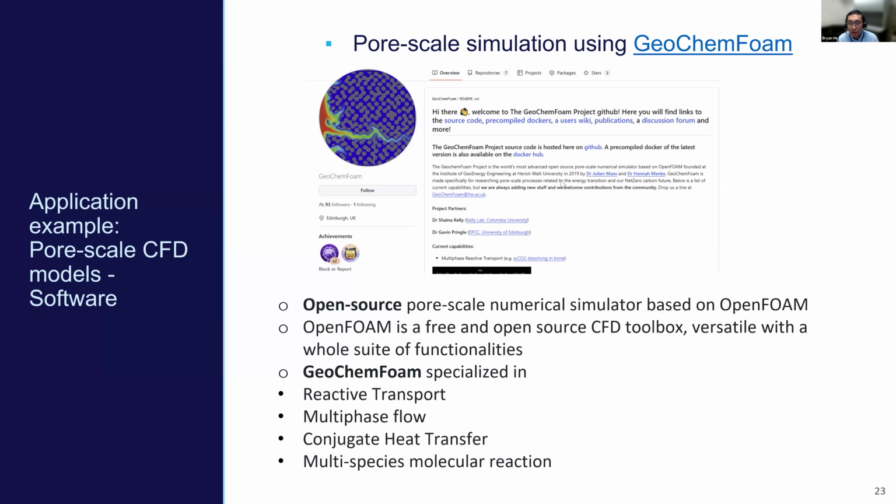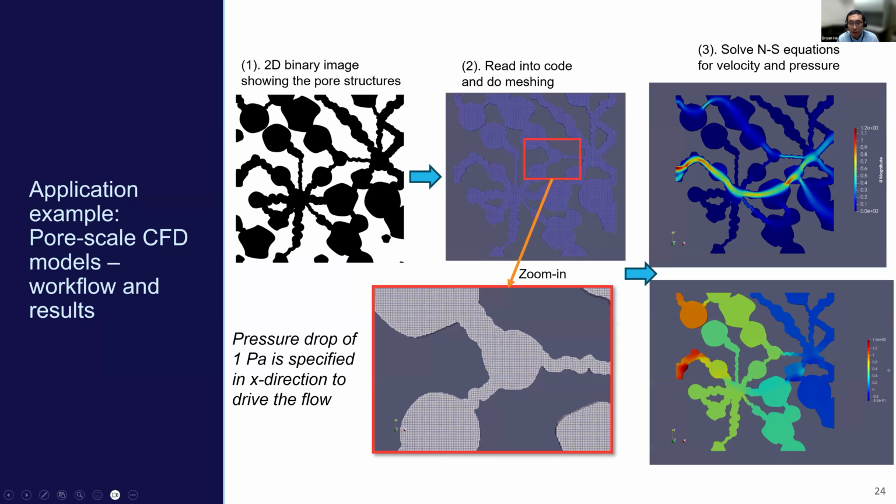Next slide is showing the workflow that I have built. So basically, I directly take the image that Arami just showed. He generated this image, then he passed that to me. I port this image into the code, then let the code do the meshing.